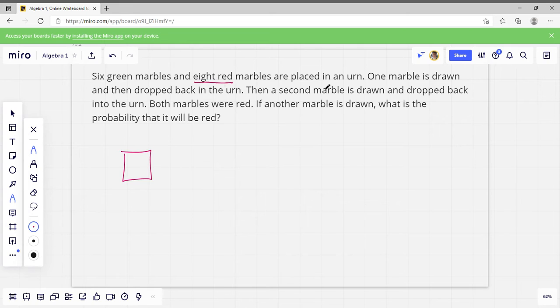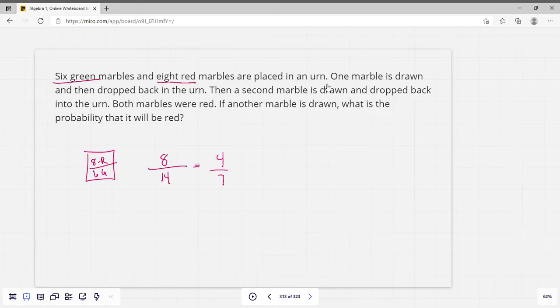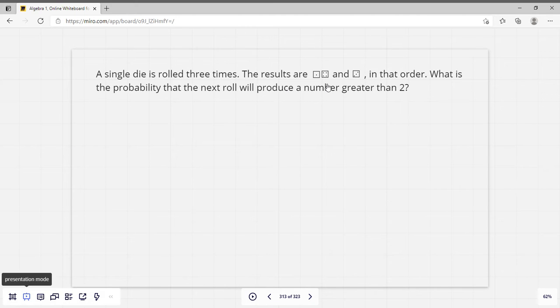So we've got 8 red and 6 green. The total number of marbles in the jar that we could draw from would be 6 and 8 is 14. And the total number of chances of getting a red would be 8. So our probability is 8 out of 14. We can reduce that to 4 out of 7. So we have a 4 in 7 chance of getting a red marble. Again, it doesn't matter what happened in the past events. They have no bearing on this event because it's an isolated event.